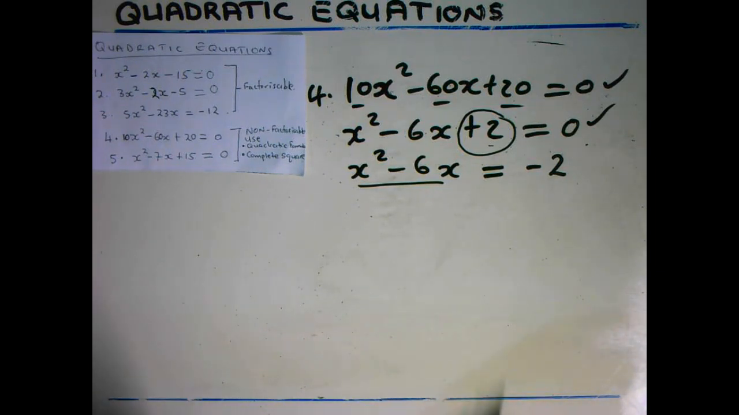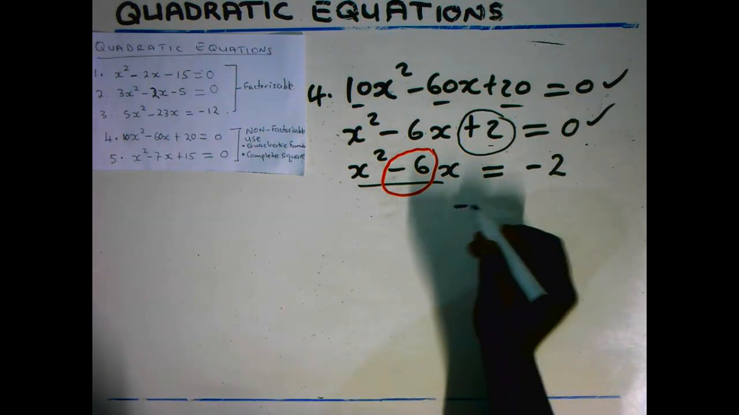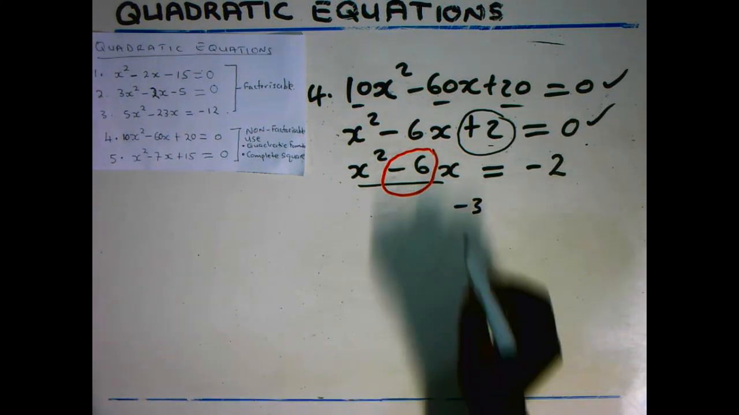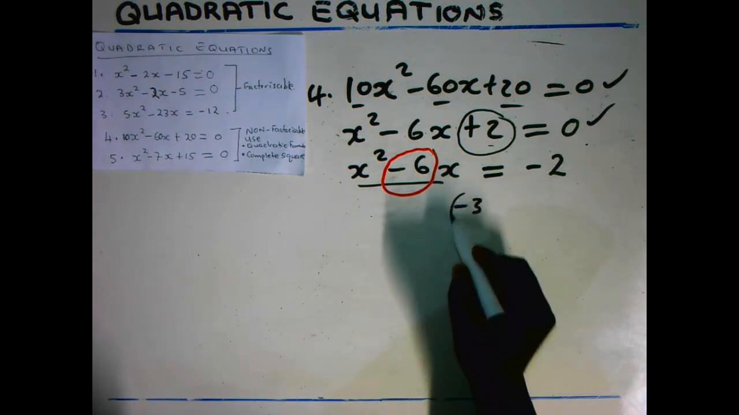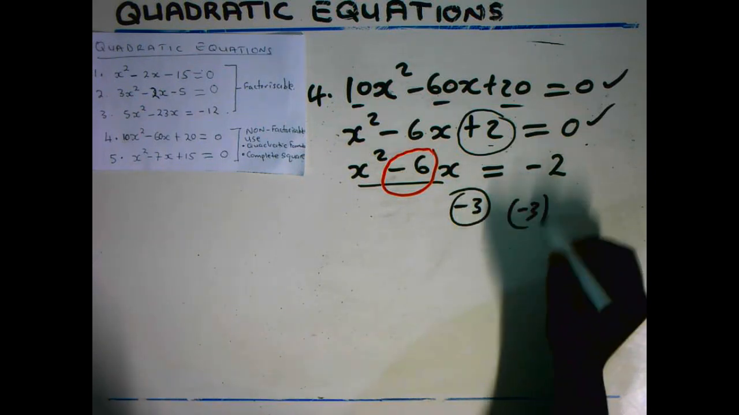Definitely they will agree. Now, consider the coefficient of x. The coefficient of x here is this one. You know, the coefficient is the number that multiplies the unknown. So consider that. What do I do after considering? Find half of that. To find half of that is to divide that by 2. So you have minus 3. Now, after finding half that coefficient, square it to get minus 3 squared.